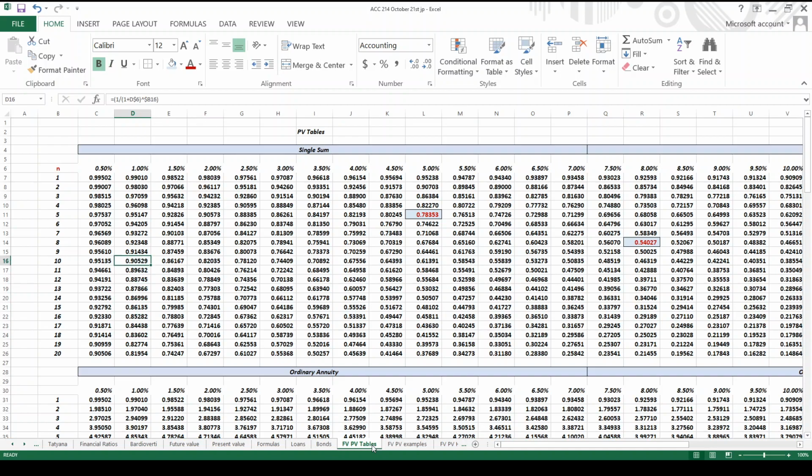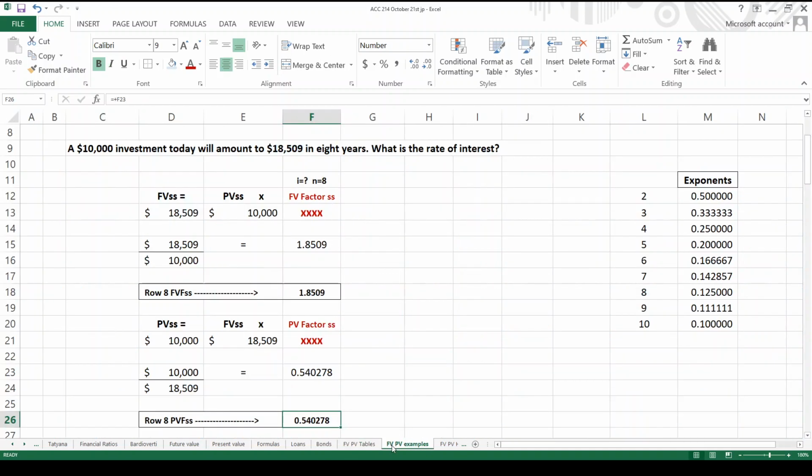We know it's 8 periods, right? So we go across, we find our number 54027, and at the top of the column we find the final Jeopardy answer, which is 8%. Okay, let's go back and see, why did that happen?